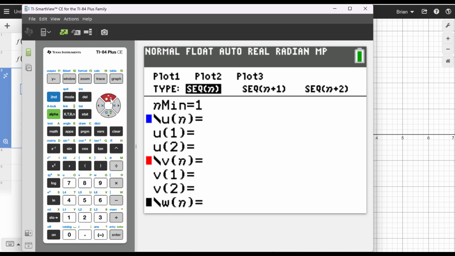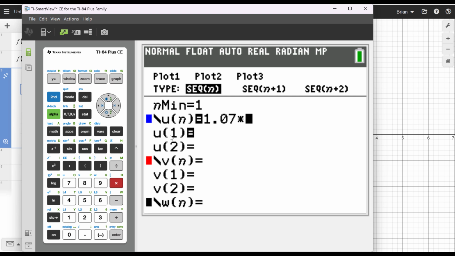I'm going to hit my up arrow a couple times. I can have sequences as functions of n, or n plus 1, or n plus 2. Just depends on how the formula is written, on how I want to utilize that sequence formula. So for us, we had a sub n being 1.07 times the prior term. Now here in the calculator, it's using function notation of lowercase u.